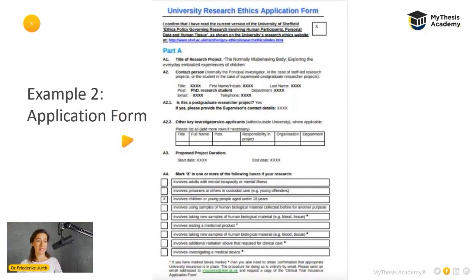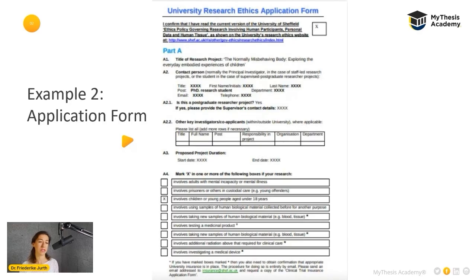Yeah, and then you can see here that there are also other possibilities of how such a form can look like. This is another example, another template from a university research ethics application form, in this case from the University of Sheffield. And here you can also see that some parts are similar. Well, this is the first page.